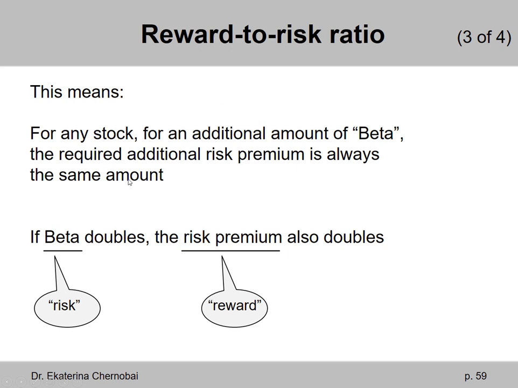And you can think of this whole slope being the same intuitively. What does it mean? It means that for any stock, for an additional amount of beta, the required additional risk premium is always the same amount. For example, if the beta doubles, the risk premium also doubles, right? So you double the risk, you double the reward.